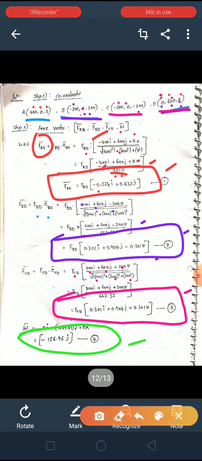So you have four equations: force vector AD, second equation force vector BD, third equation force vector CD, and fourth, the last one, is the weight vector. Okay, you got to know four equations. Clear? So now what is the next step?